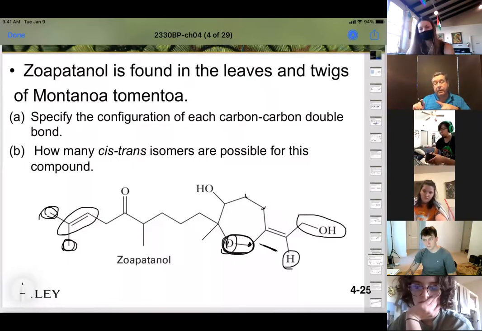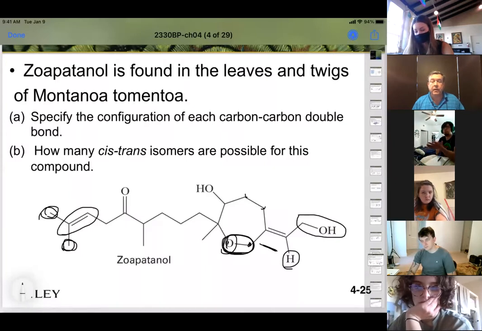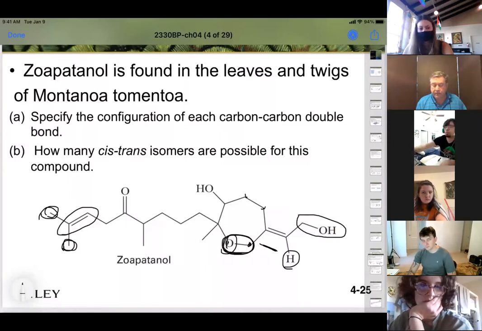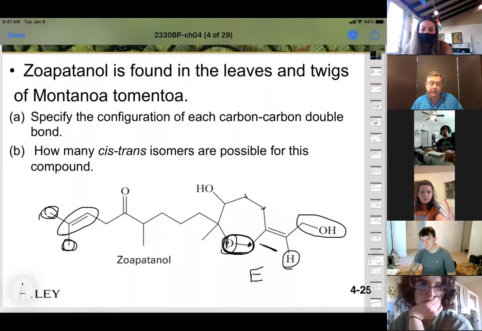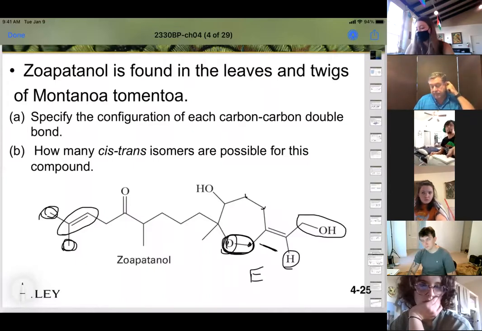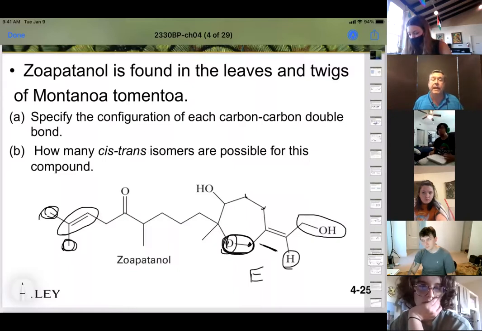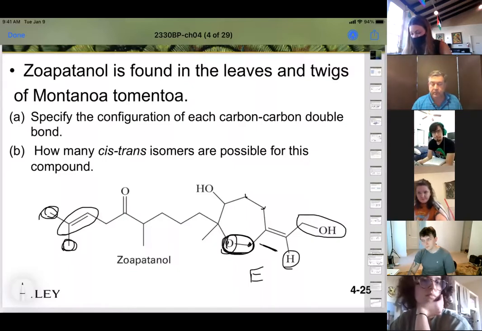So what does that mean about this particular double bond in our compound here? Is it E or Z? E. I agree with you, because E means that it's opposite, and Z would be the same. Those two higher priority groups are on opposite sides of the axis of the double bond.